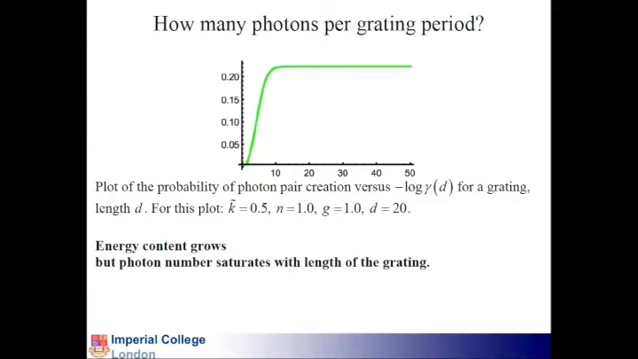So how many photons are created in this grating? Well, if you plot the probability of photon pair creation versus log of the length of the grating, you can see that it grows very rapidly, and then it saturates at some point here. And what's happening here is that you start off with some frequencies which are near 0, and most of them head off to very high positive frequencies. Those which cross the boundary head off to very high negative frequencies, and so the region near the origin is depopulated, and that accounts for this saturation.